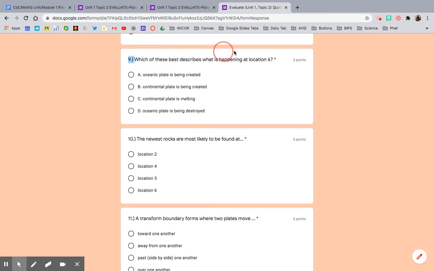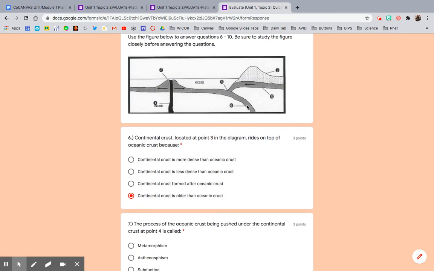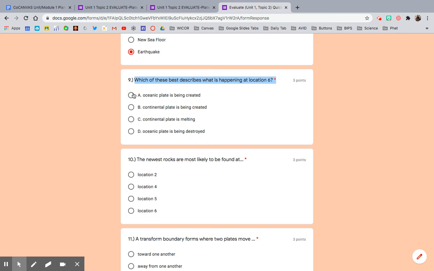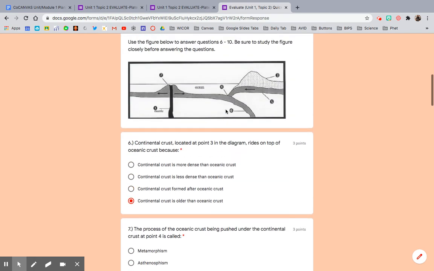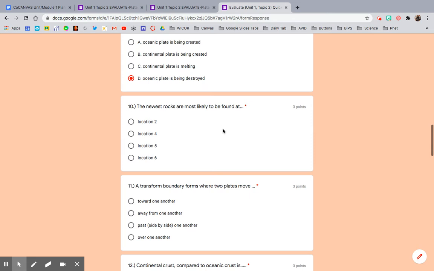Number 9, which of these best describes what's happening at location 6? If I go back up, at location 6, right here, this oceanic plate, from the other question, you need to figure out what it's doing. And then they want to know what's happening right at 6. Is an oceanic plate being created? Is a continental plate being created? Is a continental plate melting? Or is an oceanic plate being destroyed? Point 6. So you need to first ask yourself, is this continental or oceanic? Then you can eliminate some of the answers. And then when it goes under here, what is going to happen to it?